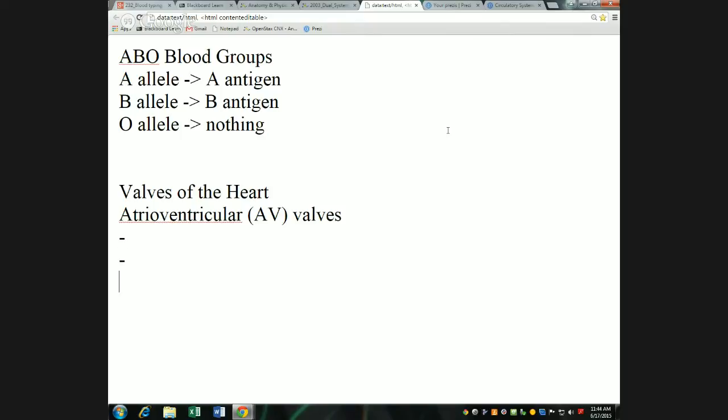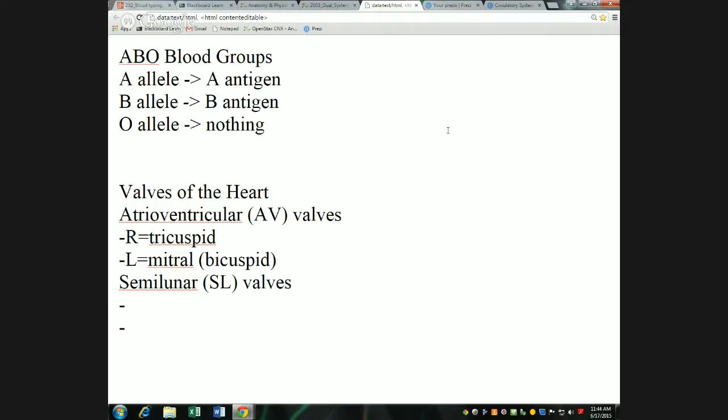Okay. There are two of them, one on the right and one on the left, which I'll get to in a second. And then we have semilunar valves, which for the sake of being consistent would be abbreviated SL, but that's usually not used too much because it's just as easy to say semilunar. So on the right side, the atrioventricular valve there is called the tricuspid. And on the left side, it's the mitral valve, which is also sometimes referred to as the bicuspid valve. And then the semilunar valves on the right side, we have the pulmonary valve.